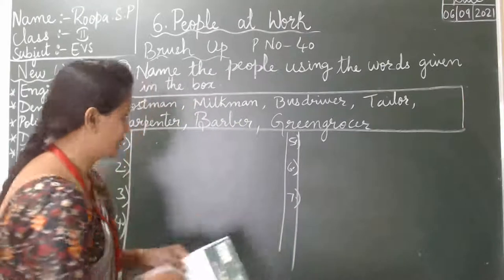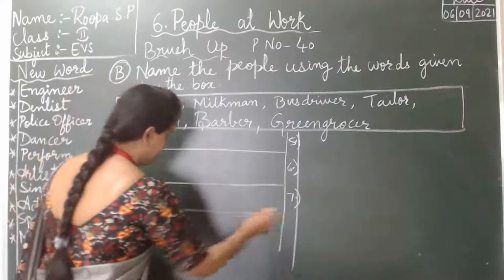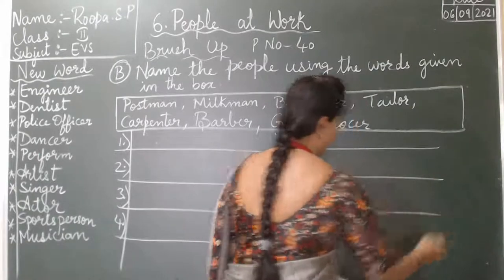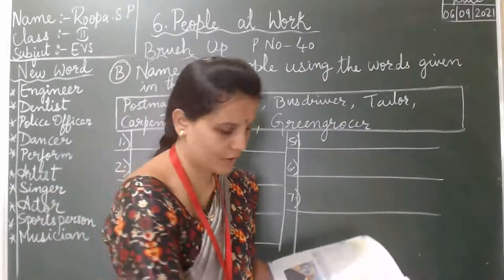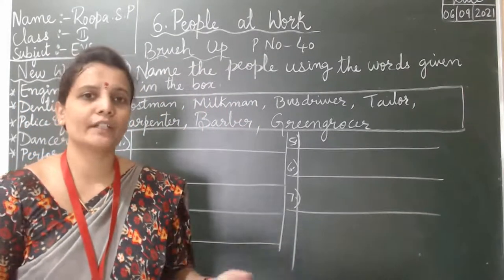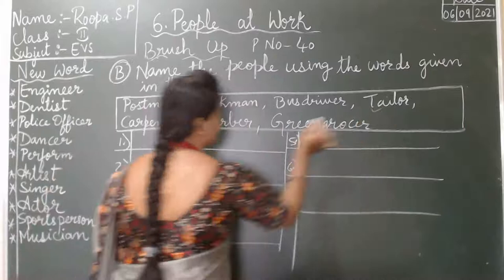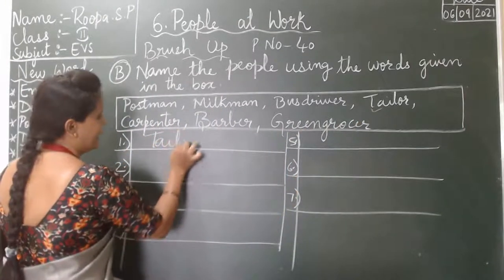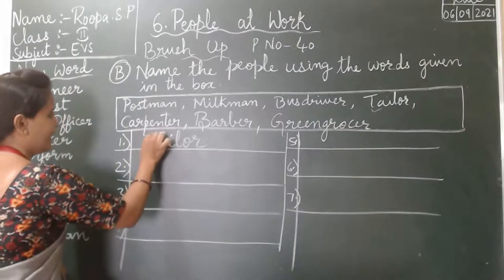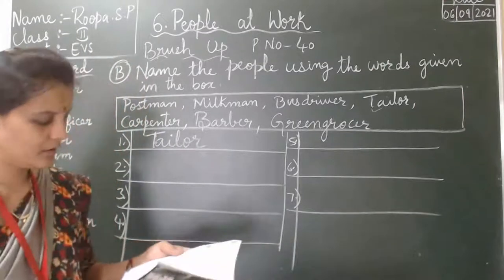Yes, first picture. See, they have written number 1 picture. Who is it? What is he doing? He is stitching clothes. Who stitches clothes, children? Yes, tailor. So right here, first word tailor. T-A-I-L-O-R. First blank is tailor. Fill that blank with tailor, children. Got it?